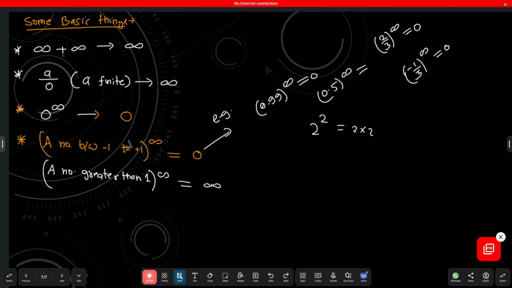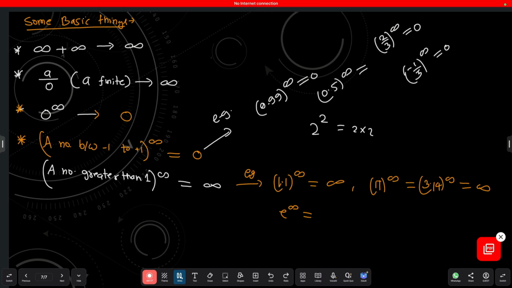Everybody should know: any number between -1 to +1 whose power is infinity, the answer is 0. Any number greater than 1, power infinity, the answer is infinity. So, some examples: what is 1.1 power infinity? Infinity. Pi power infinity? Because the value of pi is 3.14, it is the same as 3.14 power infinity. Infinity. What is e power infinity?